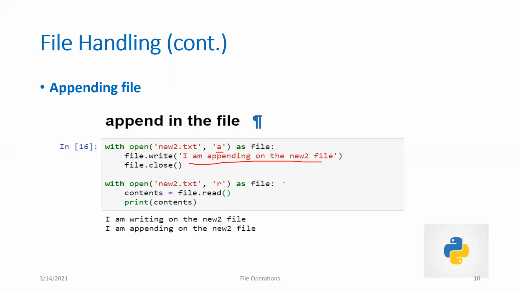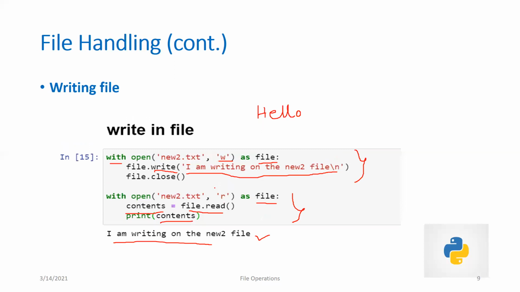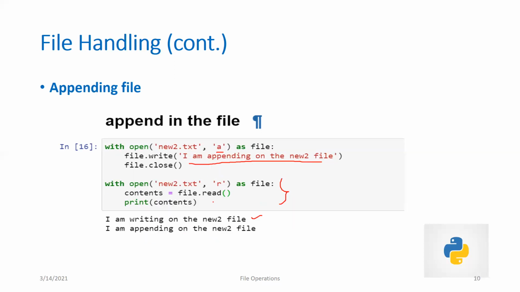So now I am trying to watch the content again. Then I got that I am writing on the file. This is the first line, the first output that I got here. And now I added a new line: I am appending on the new file. This is the next line that I added a few seconds back. So this is how the file operation works.